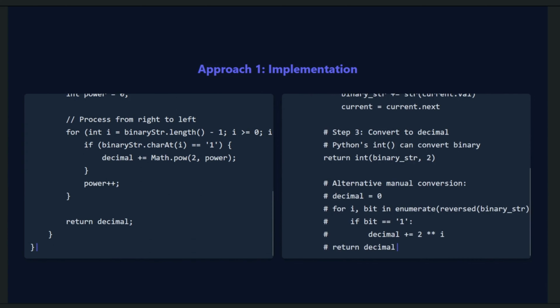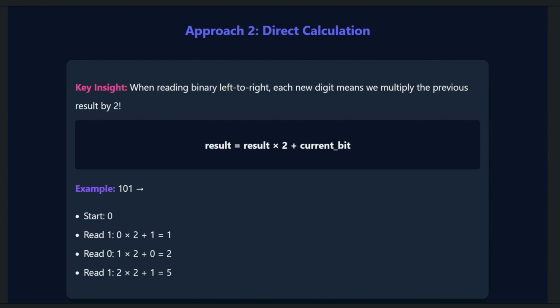Now, here's where we level up our solution. The key insight is that when reading binary digits from left to right, each new digit means we multiply our current result by 2. Think about it. If we have 10 in binary and we read another 1, we get 101.